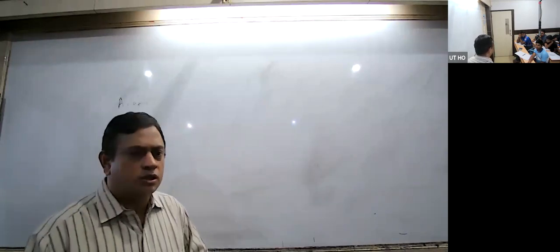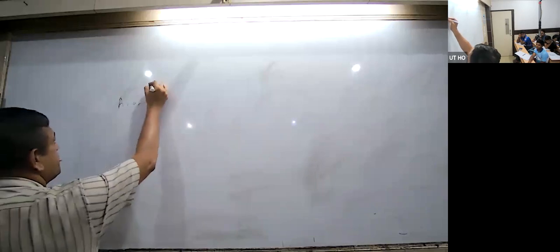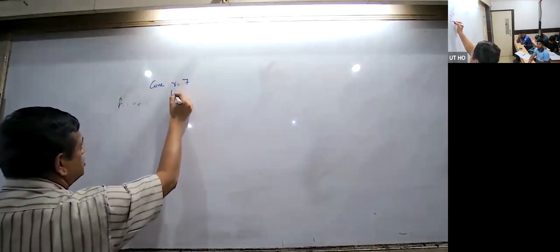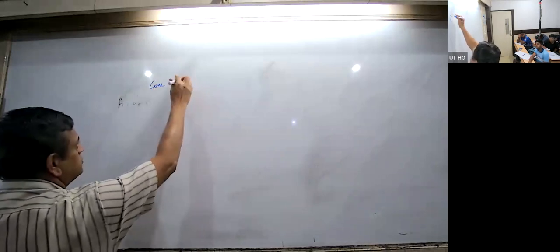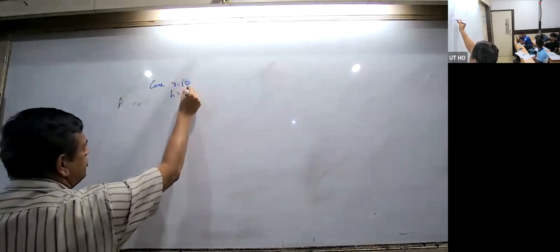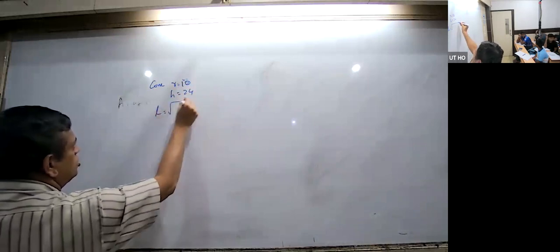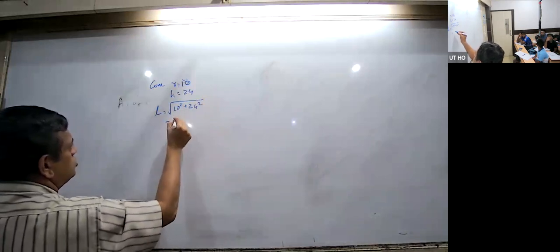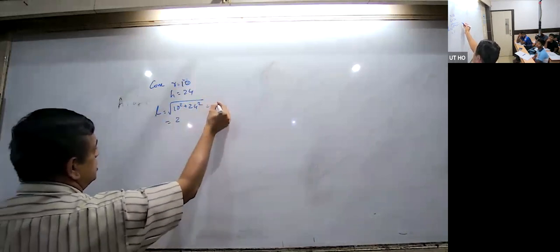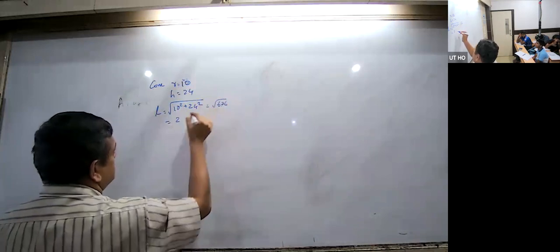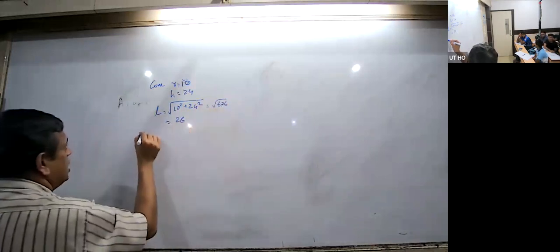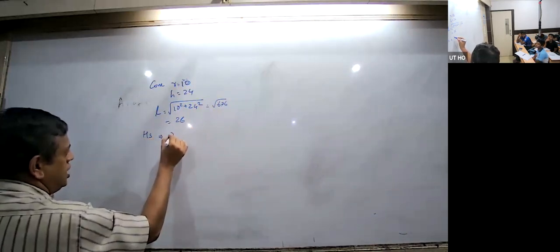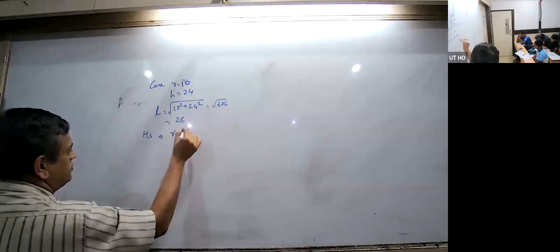So for the cone, r is equal to 10 and h is equal to 24. We need l, root of 10 square plus 24 square, that is root of 676, which is 26. And for the hemisphere, the diameter is 10, so the radius is equal to 5.